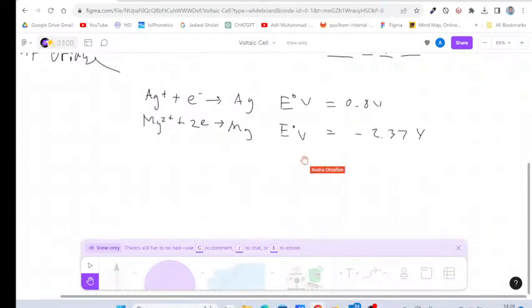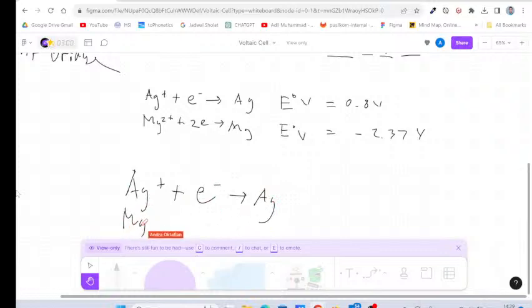First of all, we need to make the combination reaction from this category. So let us rewrite it. Ag plus plus one electron equals silver. Wait, hold on. We are going to measure the galvanic cell. Wait, what is EV again? It is volt, it's voltage.